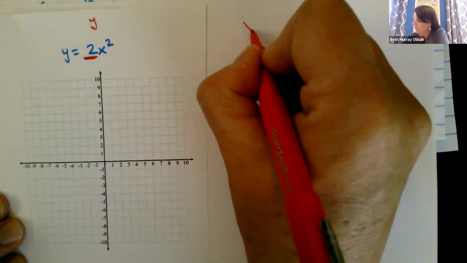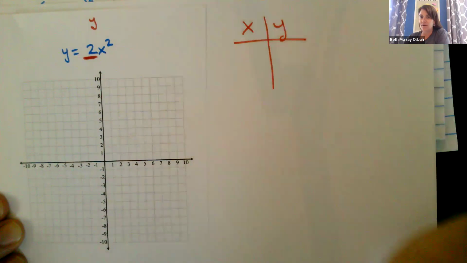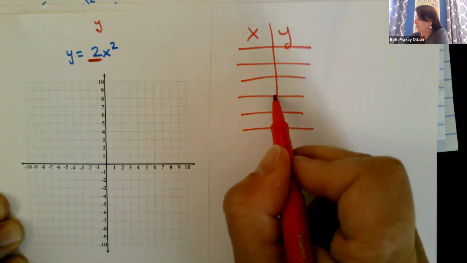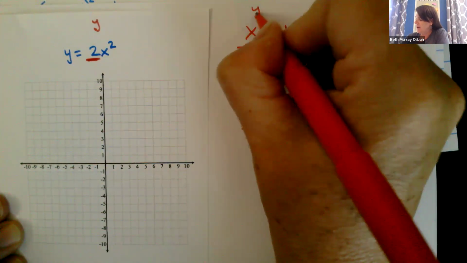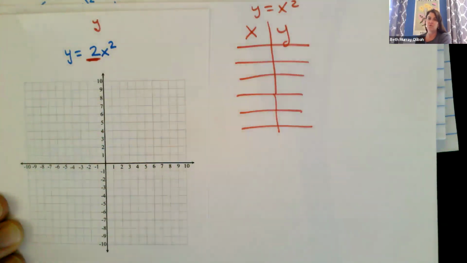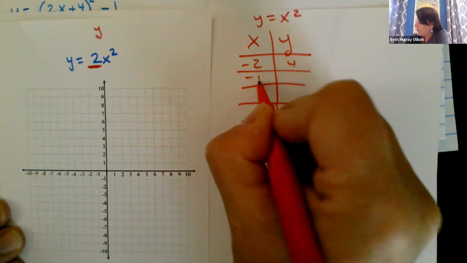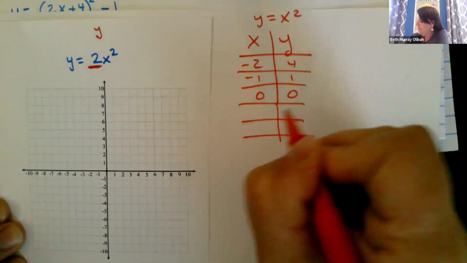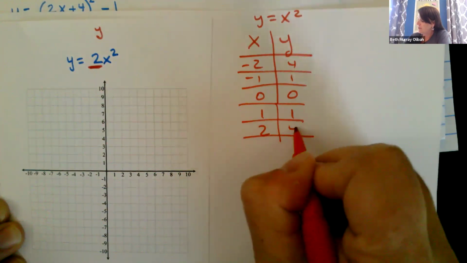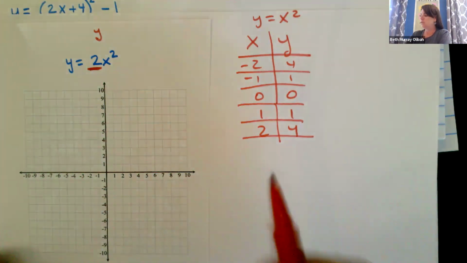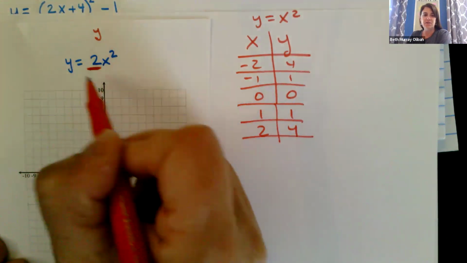So I'm going to first remind myself of the parent graph and what those points were. So remember we had done this before. The parent graph, which is the most basic quadratic, is y equals x squared. So remember we had these points from the parent graph. So I'm now going to just keep using those points to change whatever's being changed here.